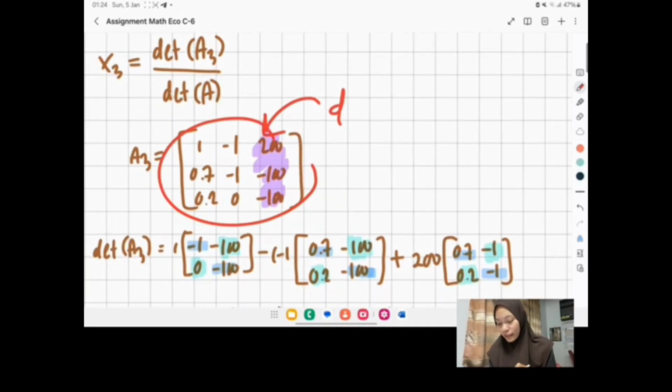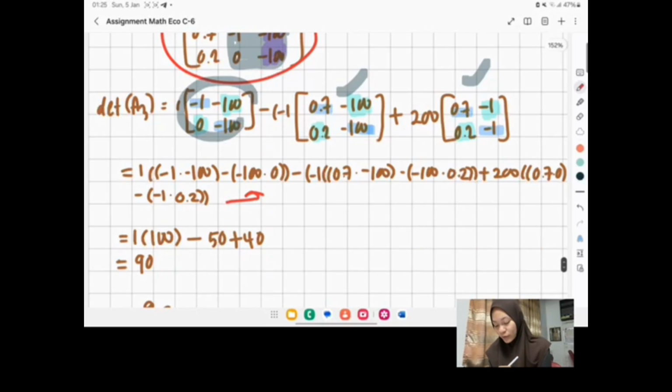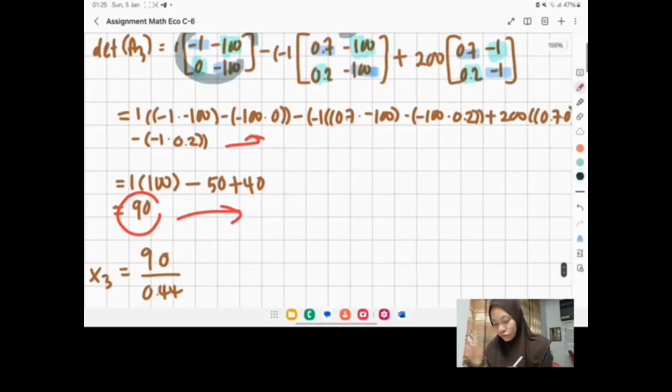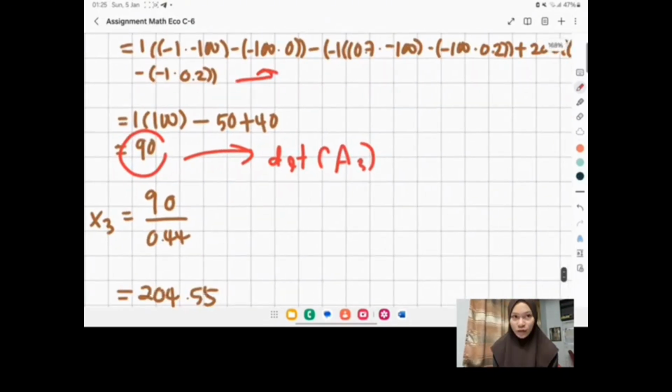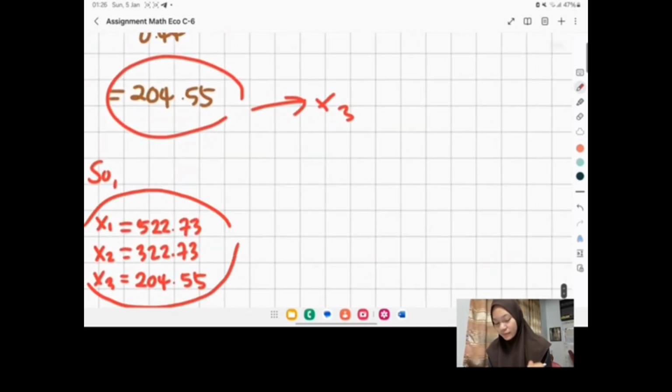Okay, like this. To calculate the determinant of A3, like before, you just take the first row, and to get the number, you just take the number that is not covered. Same as this and this, and you just calculate it and make it like this column, and you will get the answer 90, the determinant of A3. To find the value of x3, x3 equals 90 divided by 0.44, and you will get the answer 204.55. This is x3, and the final answer is here.